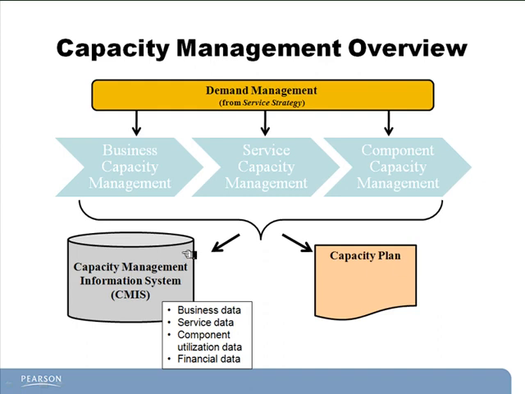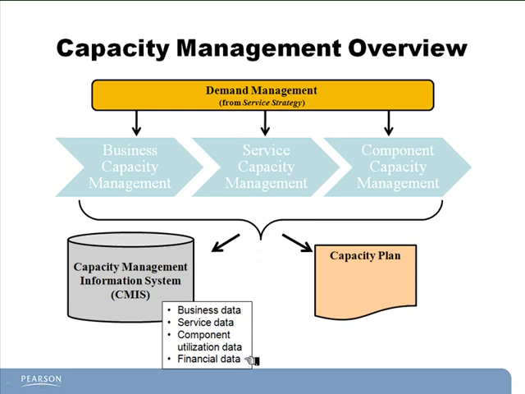Solid capacity management relies on a tool to compile and store all capacity-related data called the CMIS, or the Capacity Management Information System. In real life, this is probably not one database, but probably more like an interface that can pull data from the various sources that store capacity data. The CMIS stores, or at least needs to be able to crunch, four different types of data: business data, service data, component utilization data, and financial data.